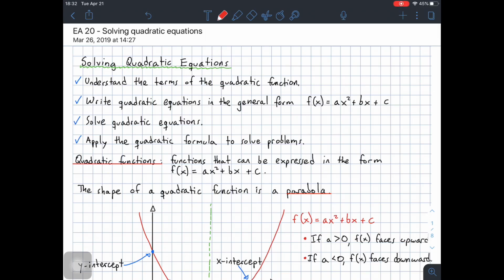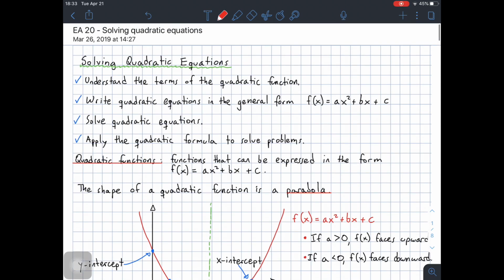Hello juniors, today we're going to see electronic assignment 20, solving quadratic equations. I'm going to try to make this video as quick as possible as it is a topic that you should already know, and if not, I encourage you to pay close attention to this.